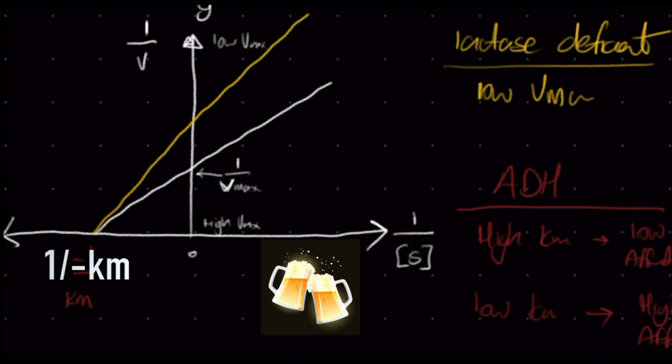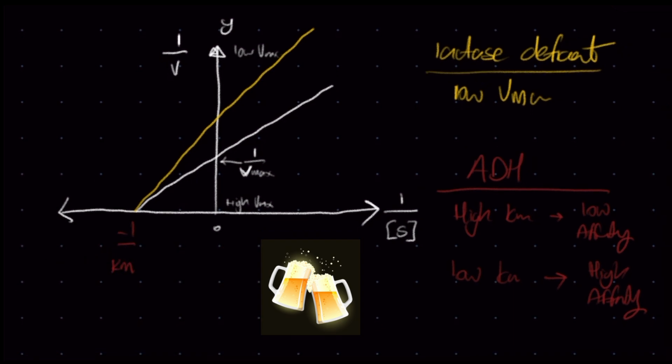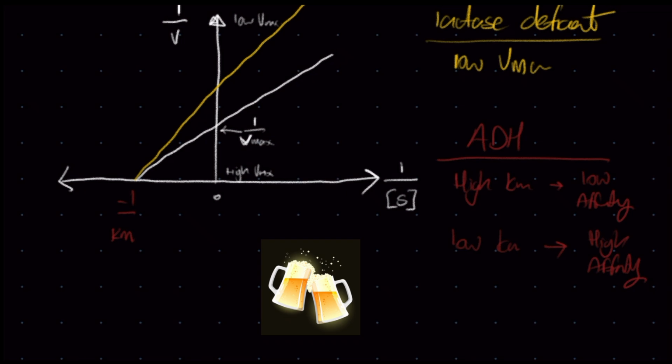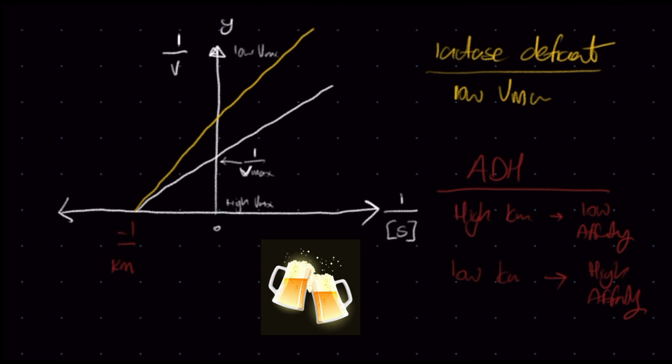Fun twist: Km is like a coffee lover's tolerance. High Km, low affinity, is like someone who needs a whole pot of coffee before they feel energized. Low Km, high affinity, is like someone who gets jittery after one cup. If your ADH enzyme has a high Km, it's like having a high coffee tolerance. You can handle more before feeling tipsy.